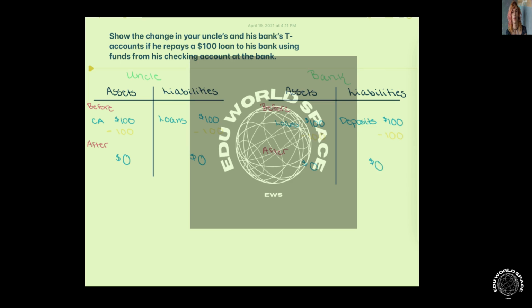And if we wanted to know if there were any change that occurred to your uncle's wealth, we can actually say that there was no change here because you can see beforehand there was an equal amount of assets and liabilities, meaning they balanced each other out. And afterwards, we still have an equal amount of assets and liabilities, so they're going to balance each other out again. There really was no change to his wealth.